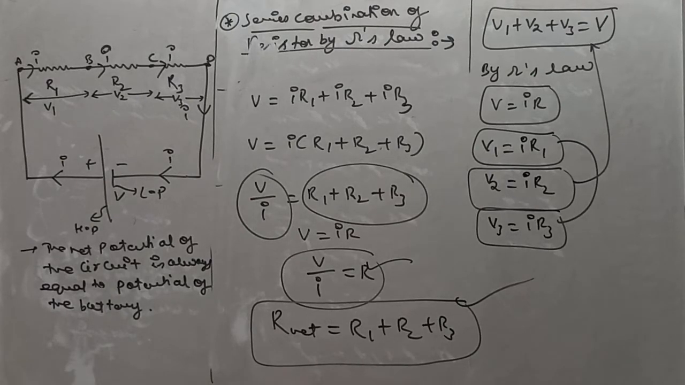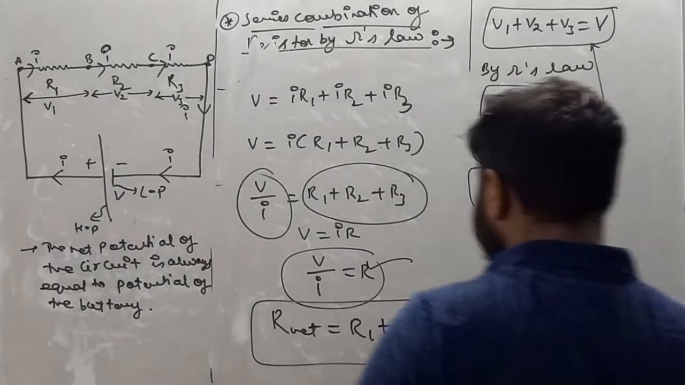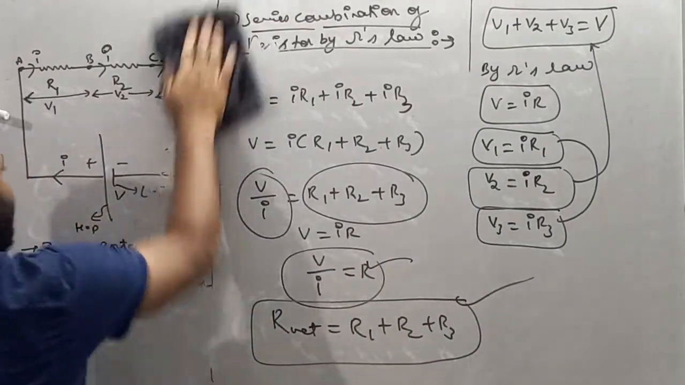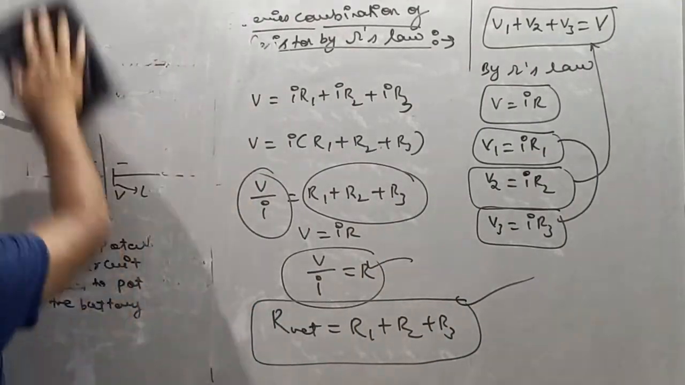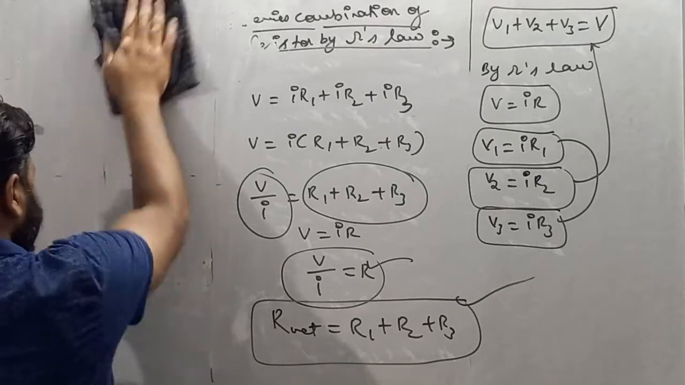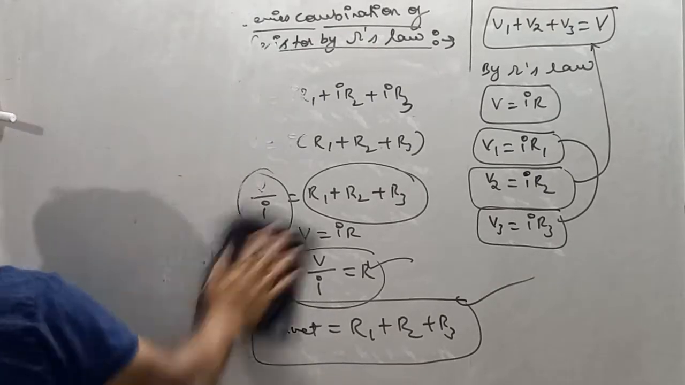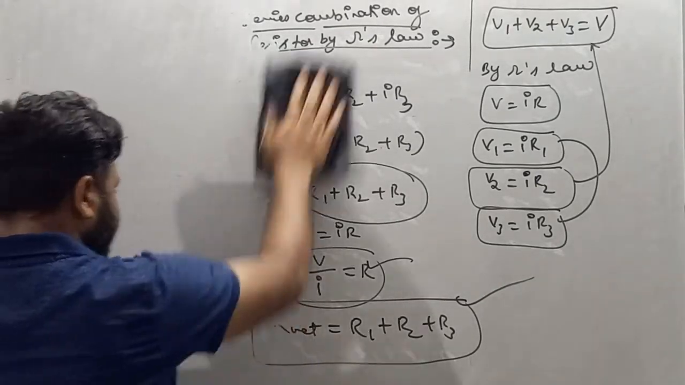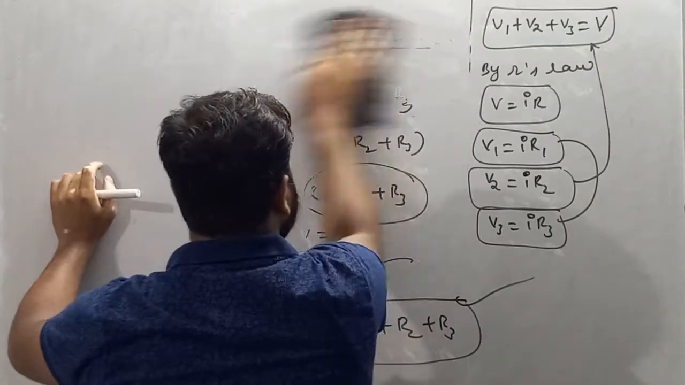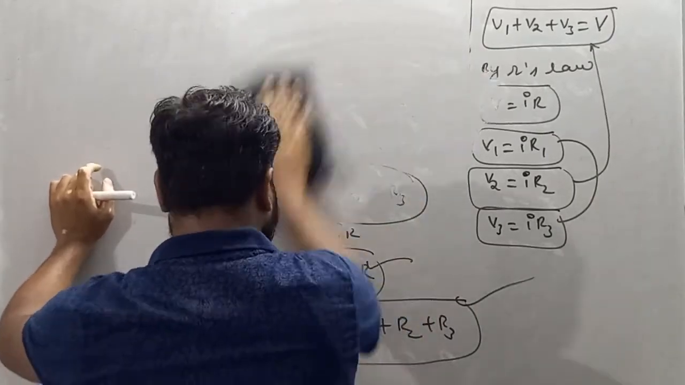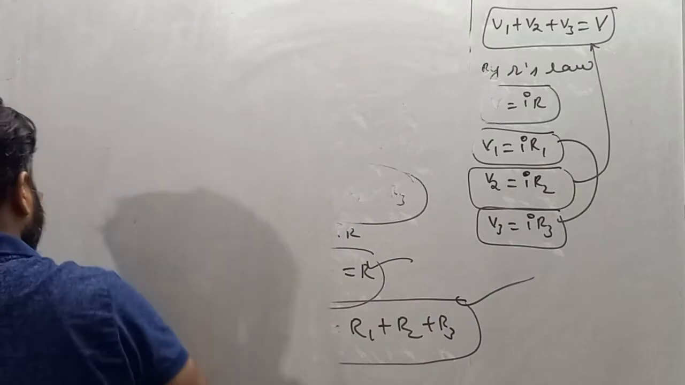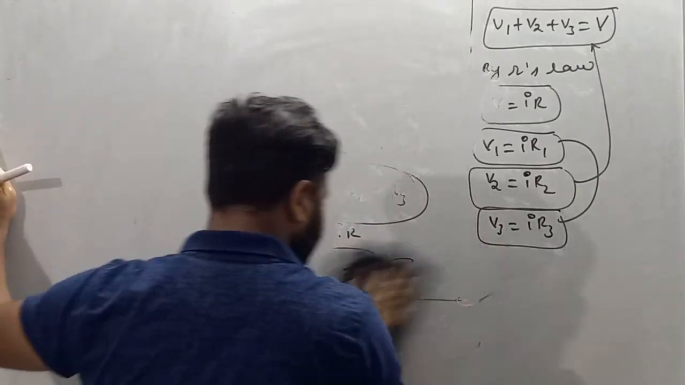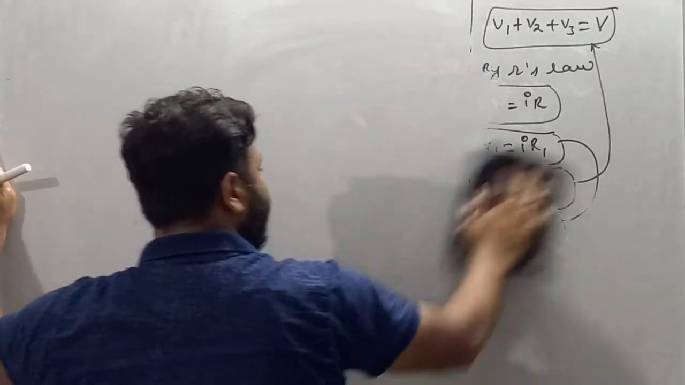Moving forward, let's discuss the next case, that is parallel combination of resistors. So write down: parallel combination of resistors.